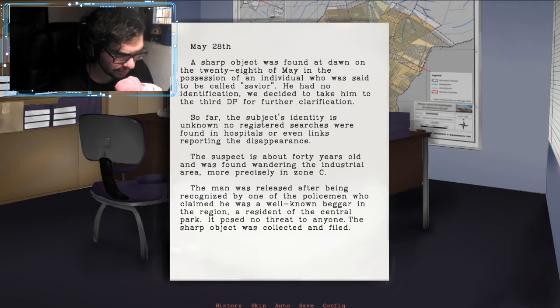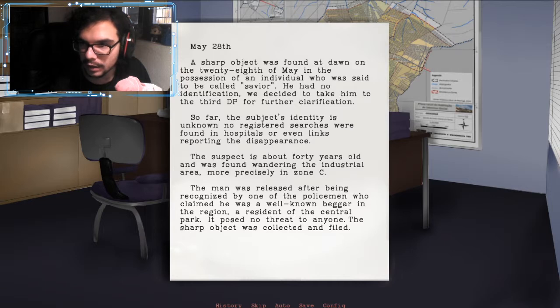That doesn't tell me anything. The subject suspects about 40 years old and was found wandering the industrial area, more precisely in Zone C. That doesn't seem to tell me anything either. I believe that the victim was found in such bad condition. Trafficking, whatever, yada. However, some that can be considered for an investigation.